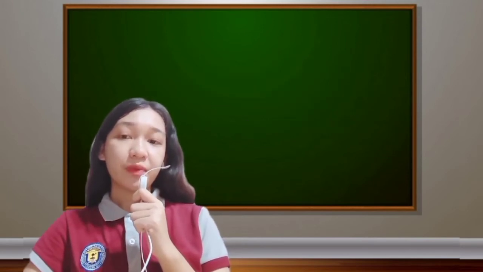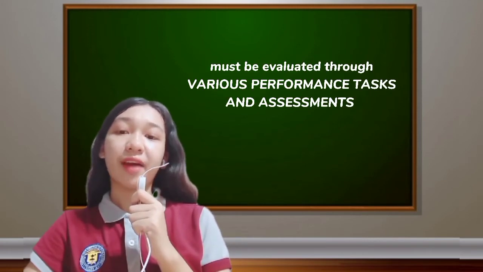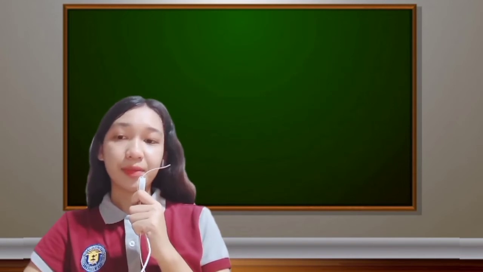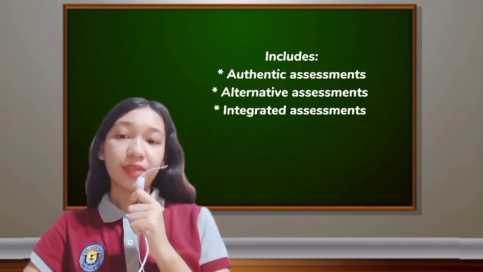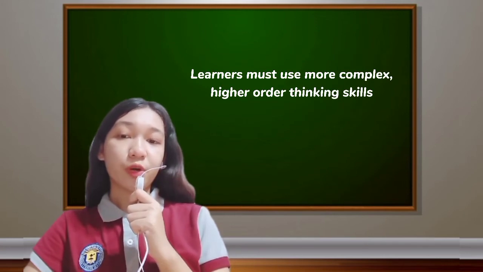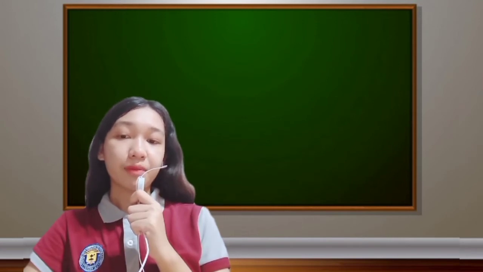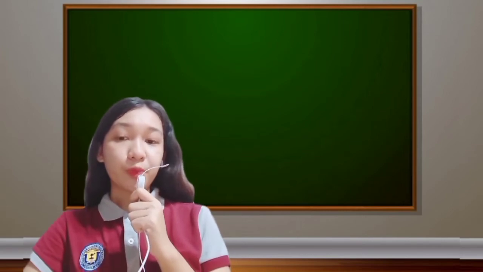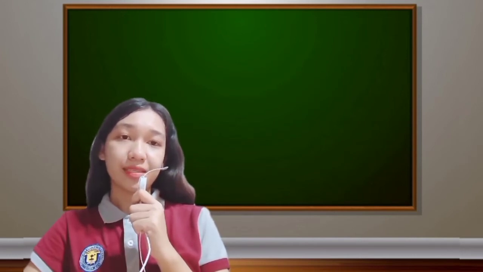In order to evaluate what a language learner can do with a language, a student must be evaluated using various performance tasks and assessments. Performance assessments include authentic assessment, alternative assessments, and integrated performance assessments. Learners must use more complex, higher-order thinking skills. They must reason, problem solve, or collaborate with others to produce individual responses. Rubrics provided ahead of time so learners know the expectations are used to evaluate students on multiple competency levels.